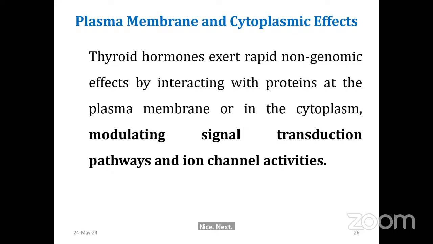Next, thyroid hormone mainly acts with a rapid, non-genomic effect by interacting with proteins, mainly at the plasma membrane or in the cytoplasm, which modulate the signal transduction pathway and ion channel activity. So the main effect of thyroid hormone on the plasma membrane or cytoplasm is modulation of signal transduction pathways and ion channel activities. So these three things are responsible for various activities.